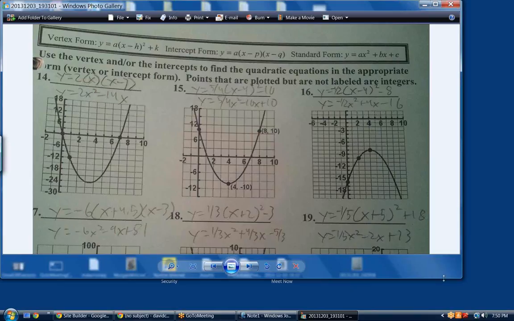So what is our clue as to whether to use vertex or intercepts? When they actually give you the intercepts in a clear manner, use intercept form, but if they don't, but they give you points, you use vertex. They're giving us pretty much 3 points for every one of these, and clearly one of them is not the vertex here. So we would use the intercept format here, which is a times x minus p times x minus q.